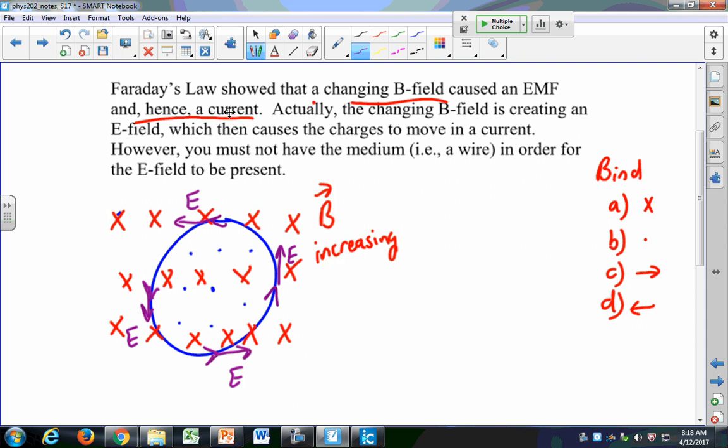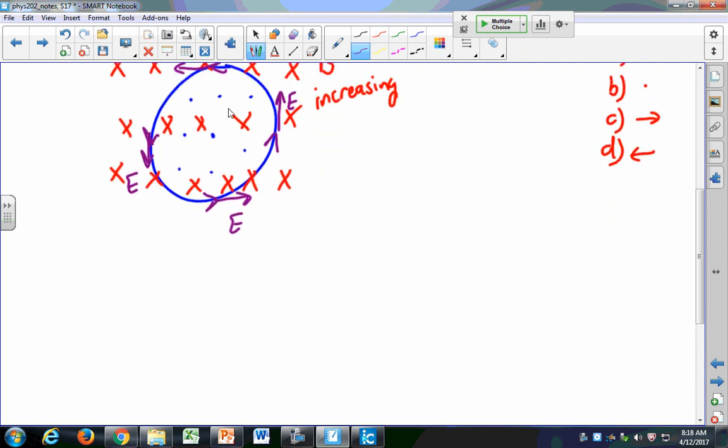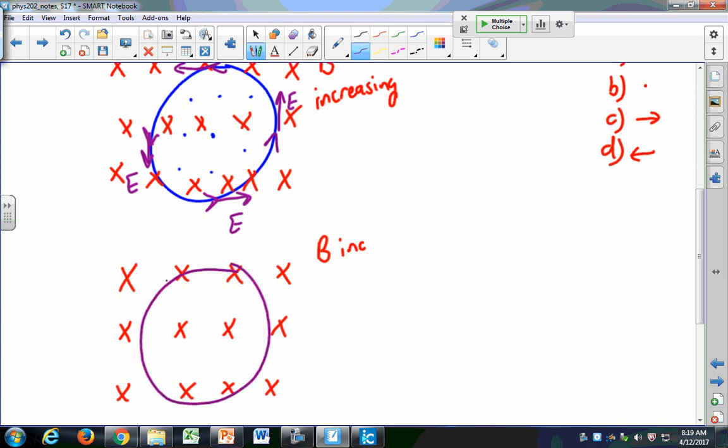Now we can look at this also. I can just think about this, say if there's not a wire there. Same situation: I have a magnetic field that's into the page. The magnetic field is increasing. And then I set up this electric field that's going to be counterclockwise. I don't have a wire here, this just represents the electric field. And so that electric field will go in this counterclockwise fashion.